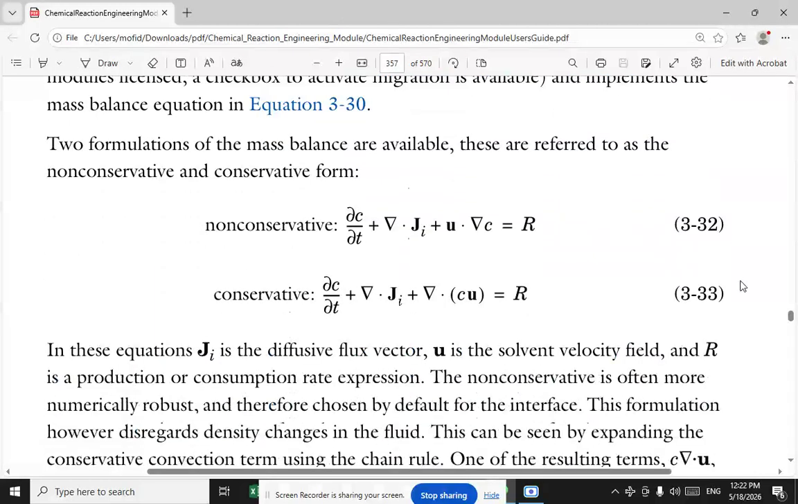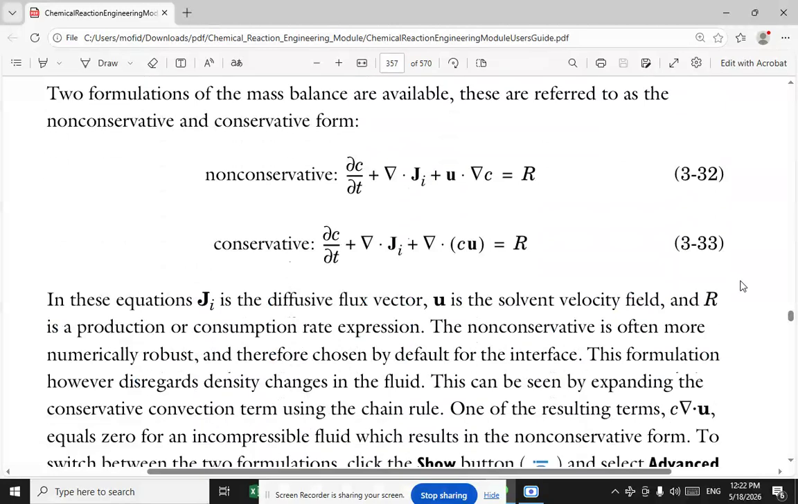The non-conservative form is: the derivative of concentration with respect to time plus divergence of Ji plus U dot gradient of C is equal to R, based on equation 3-32. And the conservative formulation is: the derivative of concentration with respect to time plus divergence of Ji plus divergence of CU is equal to R, based on equation 3-33.